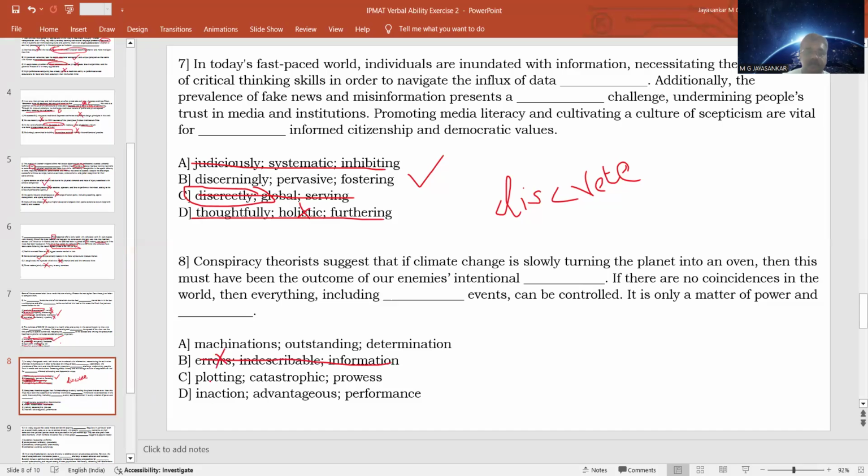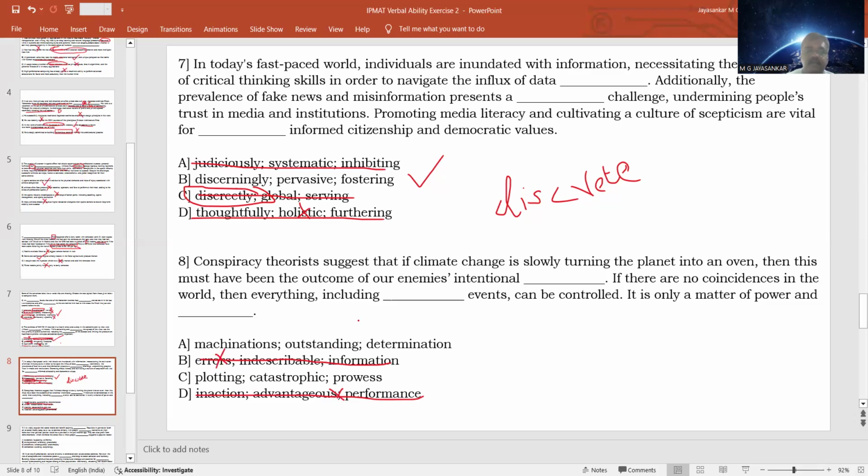Then intentional plotting. Plotting means scheming or designs or making plans. So that is a correct word. Inaction. If enemies are intentionally not doing any action, then we need not worry. So conspiracy theories will not say inaction. So this also is eliminated. So we have A and C as the correct answers. Then we have to find the next word.